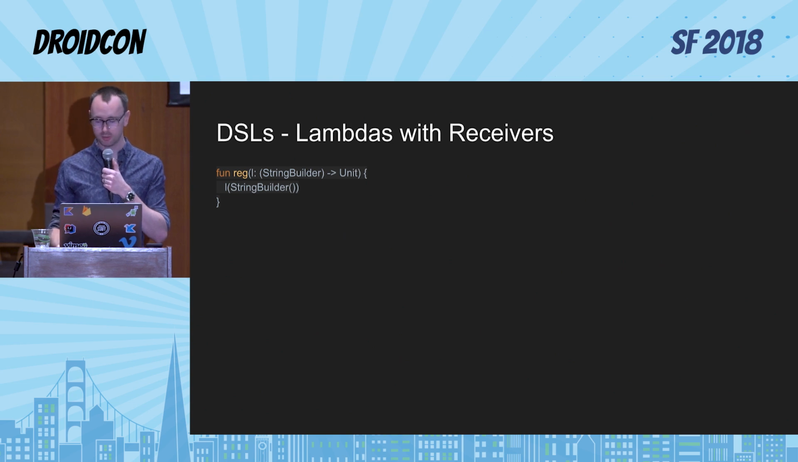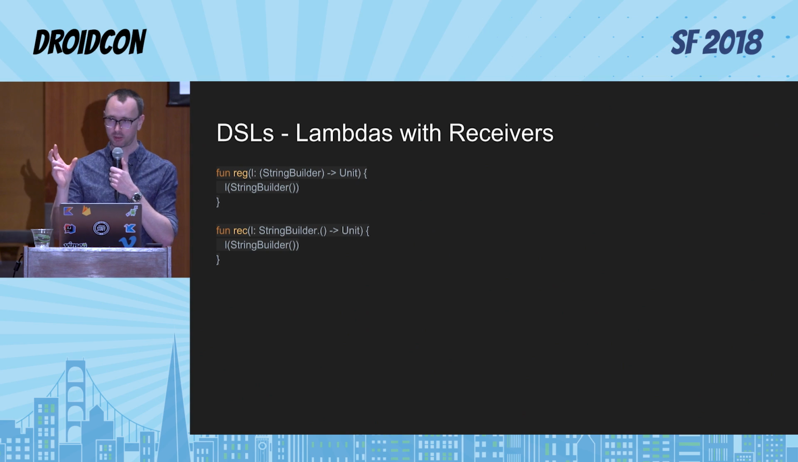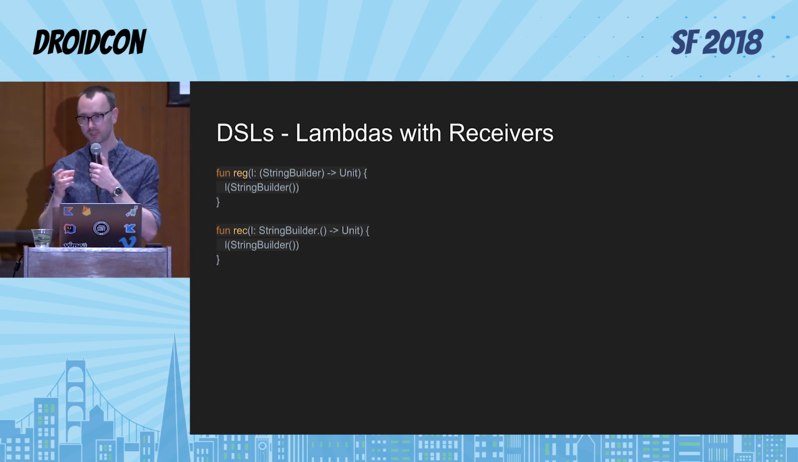If you want to turn that into a lambda with receiver, all that you do is take the type that the lambda is expecting, move it outside of the parentheses, put it before, and put a dot before it. So that's the syntax. You can call it the same way.